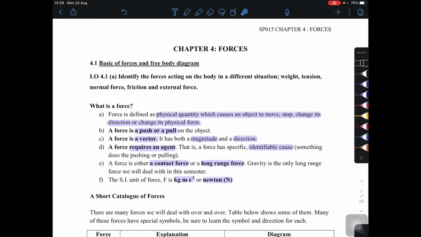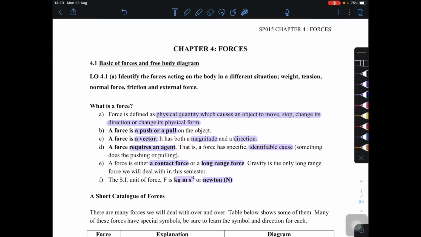Okay, next one, a force requires an agent. Okay, an agent here means the cause. Okay, what causes the force to exist in the first place? Apa yang menyebabkan sesuatu daya tersebut wujud? Okay, kita kena tengoklah. Kita panggil dia dekat sini sebagai agent. Apa agent setiap force tu?